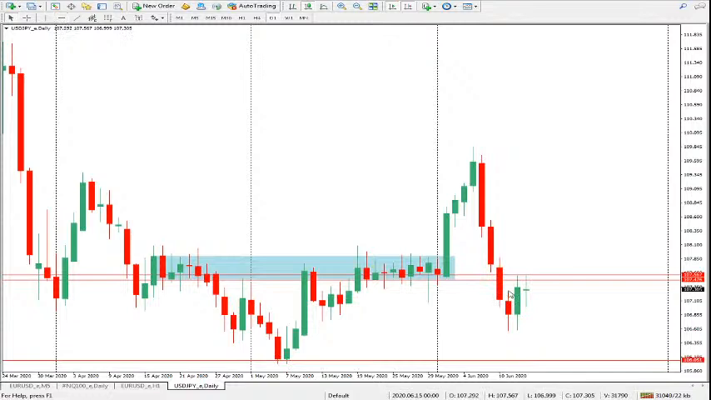When the price comes back perfectly to this point, pick a sell position, sell it from this point, have your stop loss above, and then have your take profit here, 106.051.